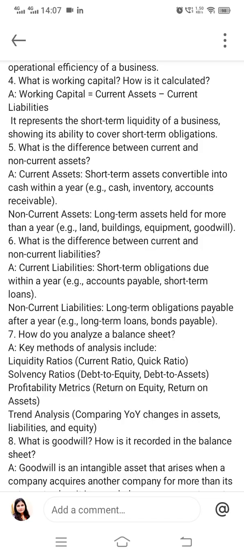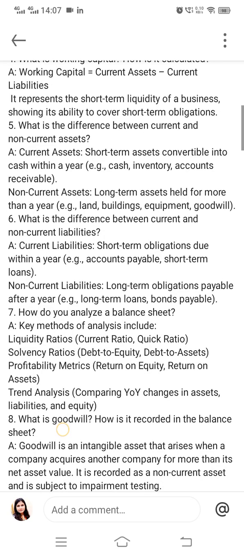And we always want our working capital to be high so we can meet as much obligation as we can. So it is very important to have the current assets on a higher side to get the working capital higher.